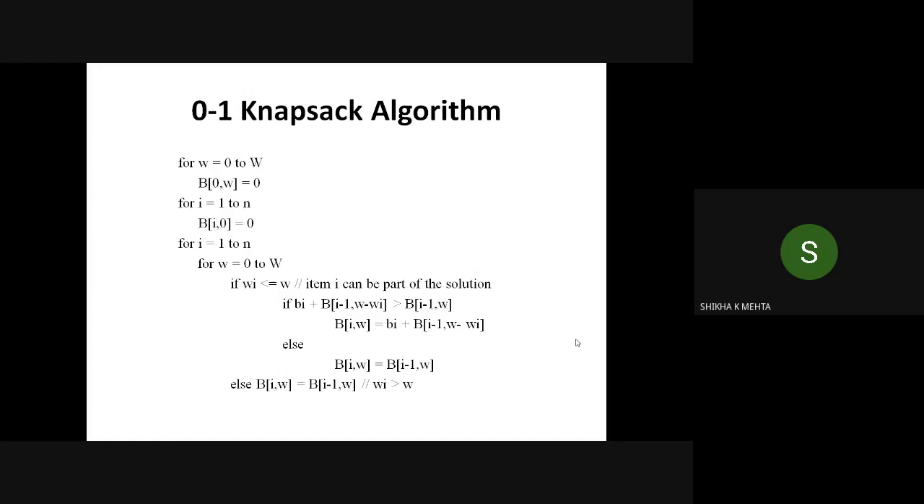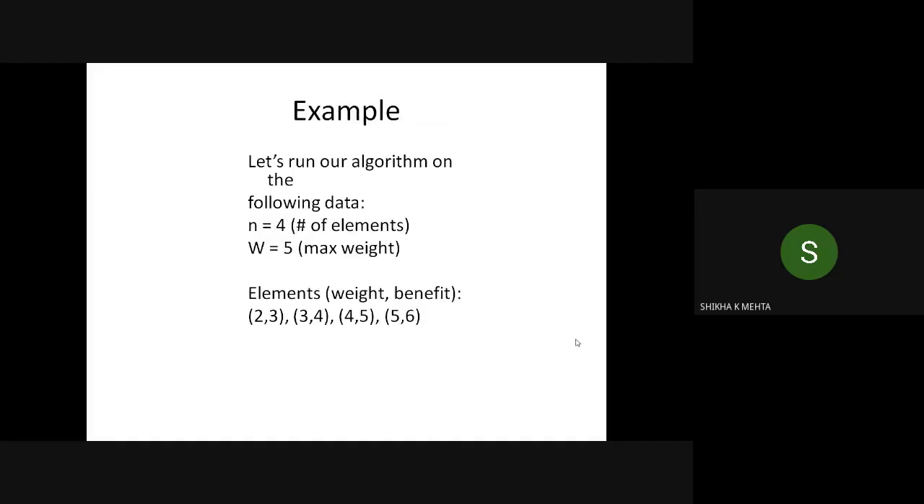So if Bi, that is the item, we say, if Bi plus Bi minus 1 comma wi minus wi is greater than this value, then only we are going to assign this. This particular formulation, we won't be able to understand without the help of an example. So I will take up one example first, and then we will go back to this particular formula that we have seen, so that we are able to understand it very clearly.